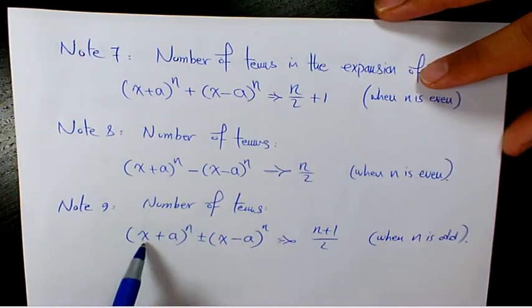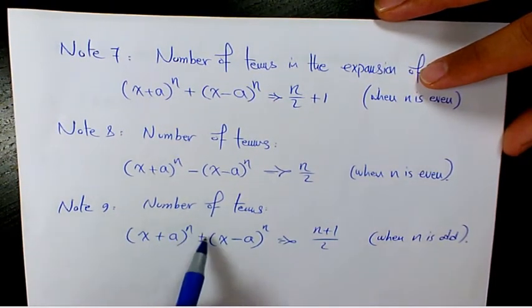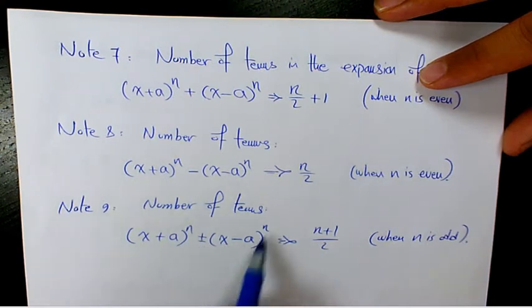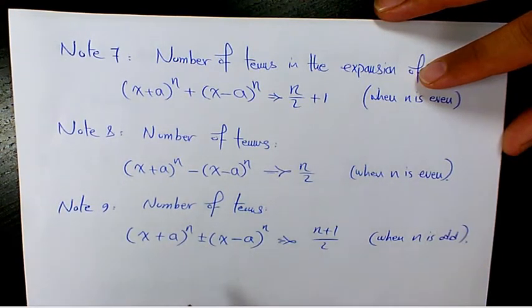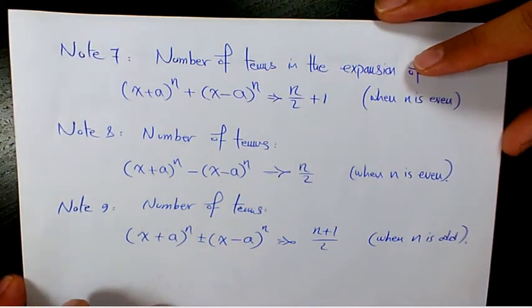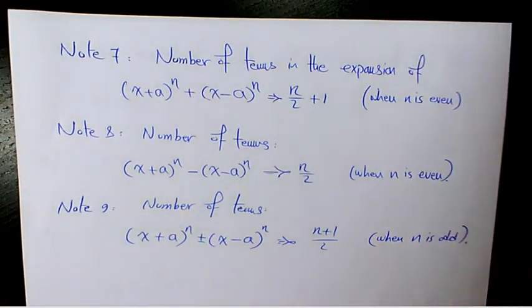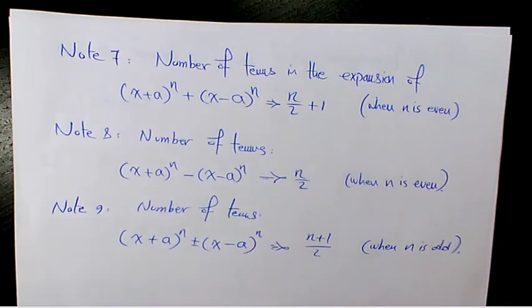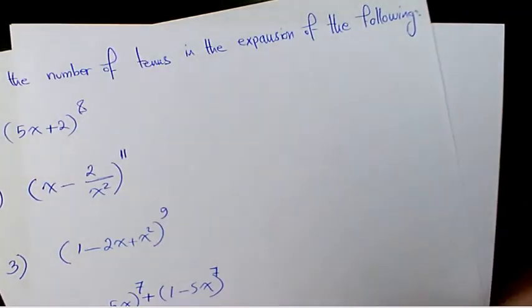Number of terms when we are talking about (x + a)^n plus or minus (x - a)^n is going to be (n + 1) divided by 2, where n is an odd number. So that's how we find out the total number of terms beside the second note. So note 2, note 7, note 8, note 10 is going to give you the total number of terms.